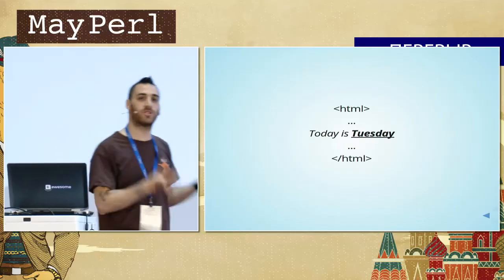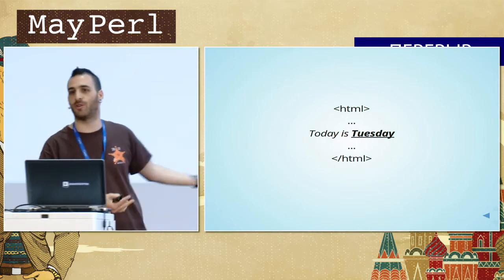What is a web scraper really? A web scraper is basically an application that fetches a web page, analyzes the web page, and gives you the information that is designed inside that web page. For example, this very common HTML page that has the current day. And suppose you have this page and you want to fetch something from it, Tuesday, right? And you want to get which day is it today, because otherwise, how would you know?